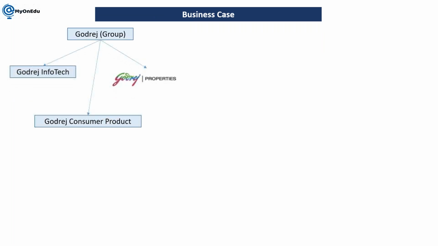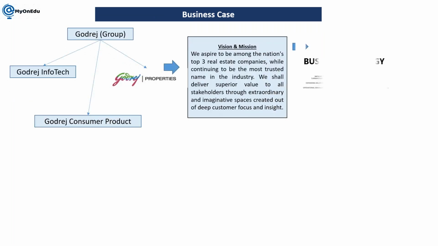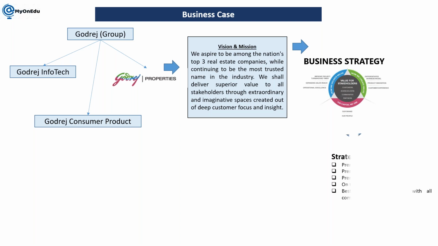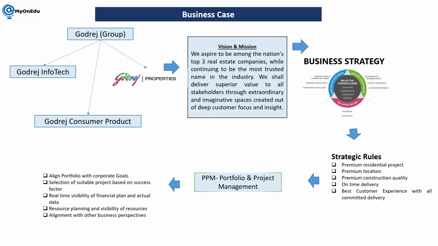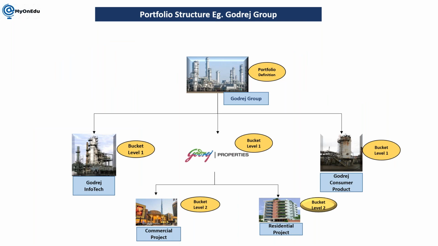We have gone through one business case, where we took Godrej Properties, which has the vision and mission of the organization, through which we derive business strategies to achieve this vision and mission. To achieve business strategy, we follow the strategic roll. PPM helps us follow the strategic roll to achieve the vision and mission of the organization. That is the major purpose here. And I have explained the structure of a portfolio. This is the same slide.